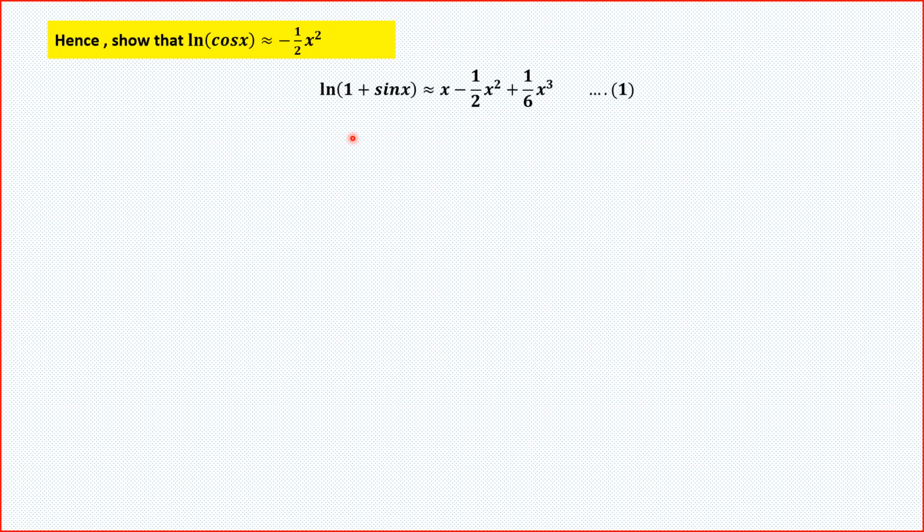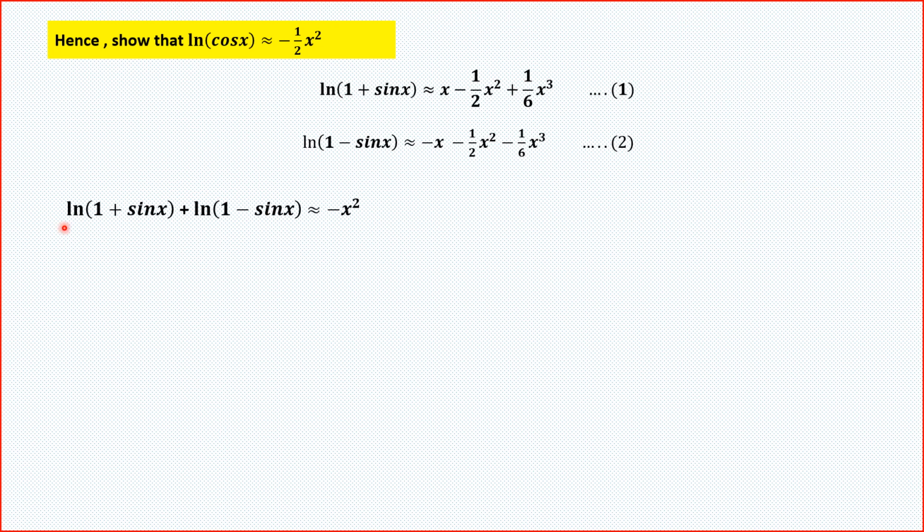Now we have this first one, I'll call that equation 1. That's the first result that we proved. The other one, I call it the deduction that we made. Now you see that when we add the two equations, we have ln of 1 plus sine x plus ln of 1 minus sine x equal to what? When you add these two, the x terms will disappear. This one will go negative 1 over 2 x squared plus negative 1 over 2 x squared, just like half plus half, so it will be minus x squared.